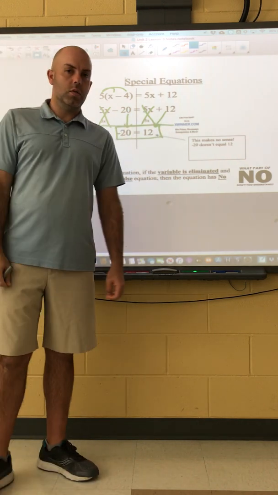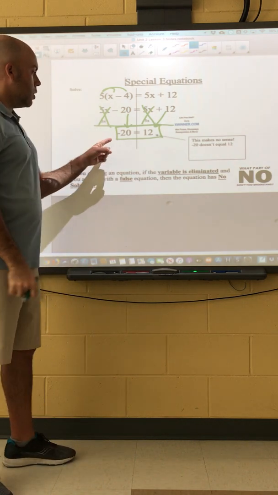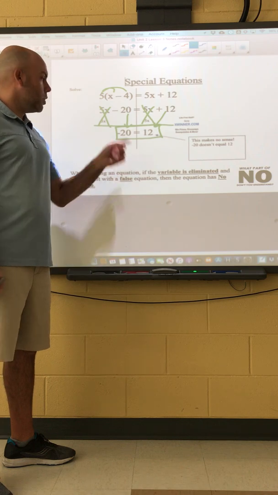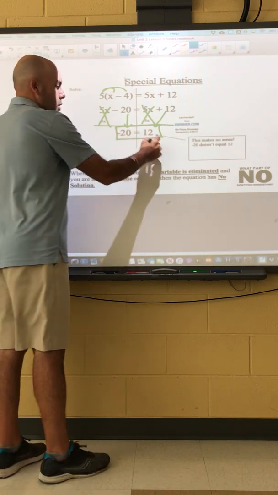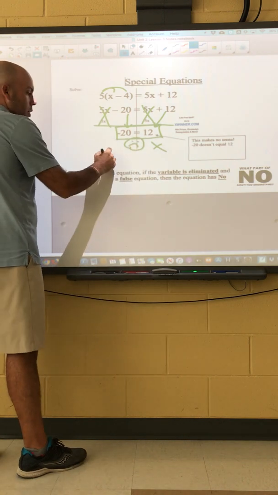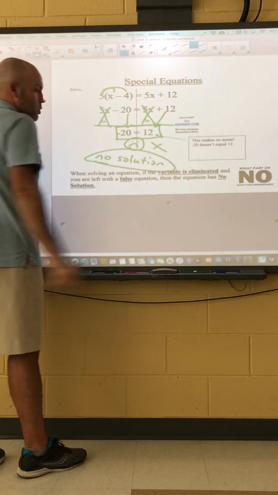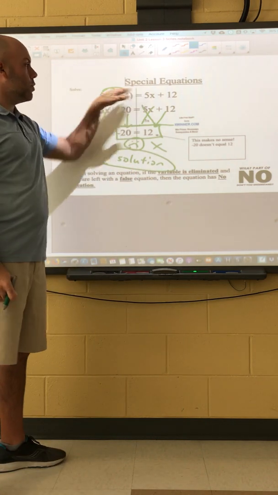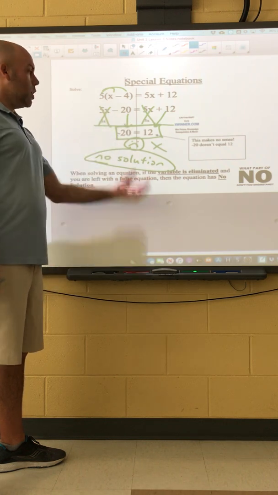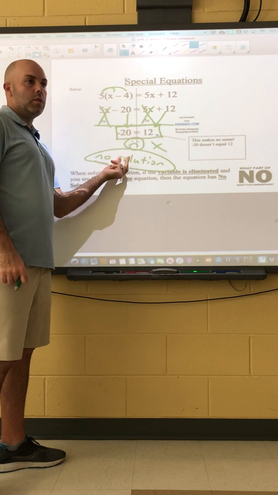Negative 20 equals 12. So if the variable cancels, then you need to say to yourself, is this a true statement? So no, negative 20 does not equal 12. So since this is not true, then what we're going to say is that this problem has no solution, which means no matter what value you try to plug in here for x in the problem, you could never get the left side to equal the right side. So anytime the x's are eliminated and you end up with a false statement, it is no solution.